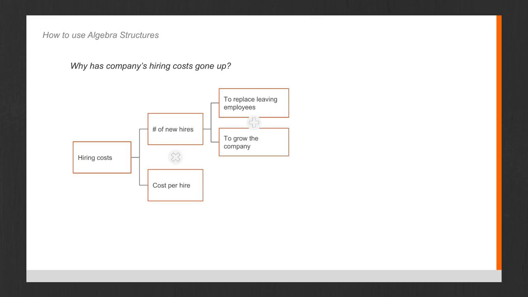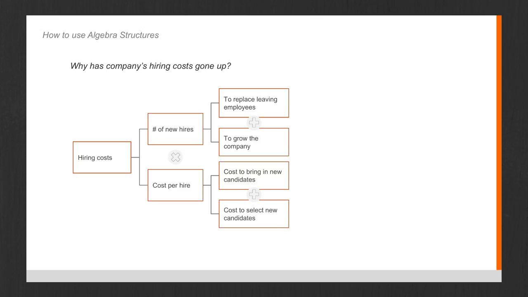And if cost per hire has gone up, maybe the cost to bring in new candidates, so to advertise our company and go to campuses and headhunters and so on, has gone up, or the cost to select new candidates. Any tests, interviews, and other procedures that we might do may have gone up. So just a few hypotheses that I would explore. I'd get data for this before exploring any hypothesis, because I wanna know where the problem is focused numerically, but just some hypotheses here. Maybe we have to replace more leaving employees because there's increased dissatisfaction or decreased morale.